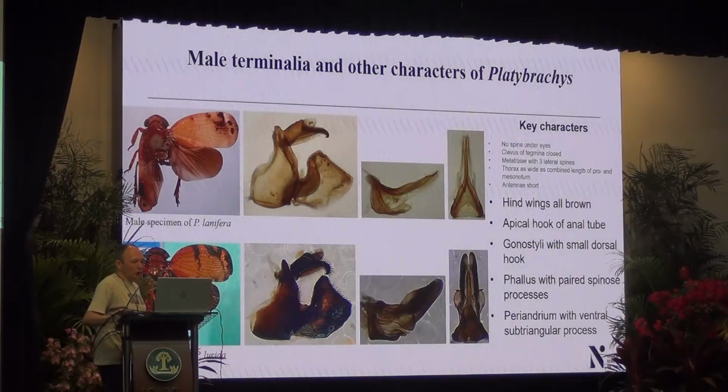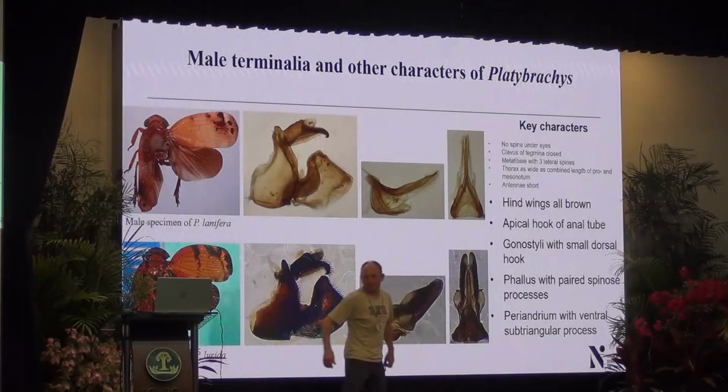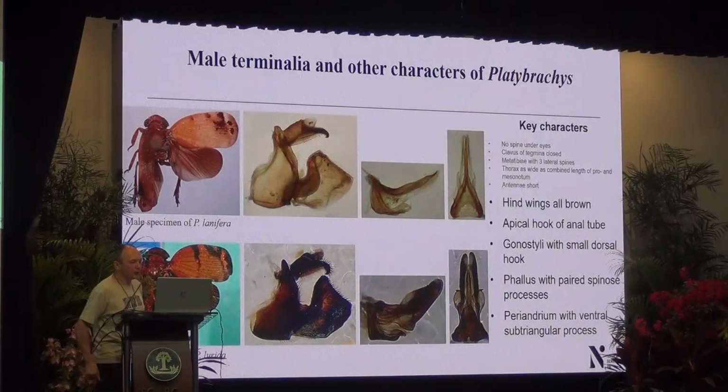They have an apical hook on the anal tube. The gonostyli have a small dorsal hook that's quite reduced. It's at the top angle of the stylus. The phallus has a pair of spinous processes, and the periandrium has a ventral subtriangular process. It's the triangle you see at the base of the phallus. So those are the very good characters to identify the genus Platybrachys.